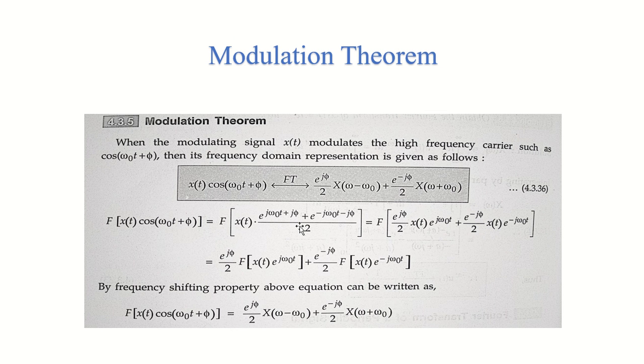So the Fourier transform of x of t into cosine of omega 0 t plus phi will be f of x of t into e raised to j omega 0 t plus j phi plus e raised to minus j omega 0 t minus j phi, divided by 2.